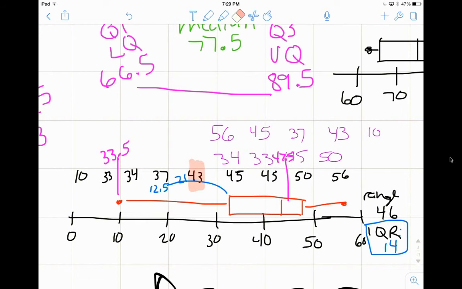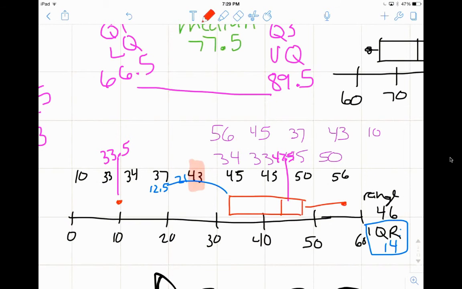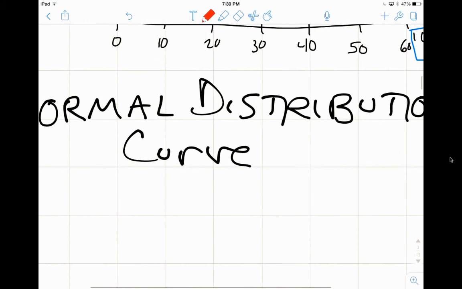And yes, I do, which means that 10 is no longer going to be my lowest value or part of my whisker. It's actually a different value. And so this really only goes to 33. The 10 is considered an outlier, oftentimes marked differently. So the red is my final graph. We have our range and our interquartile range.